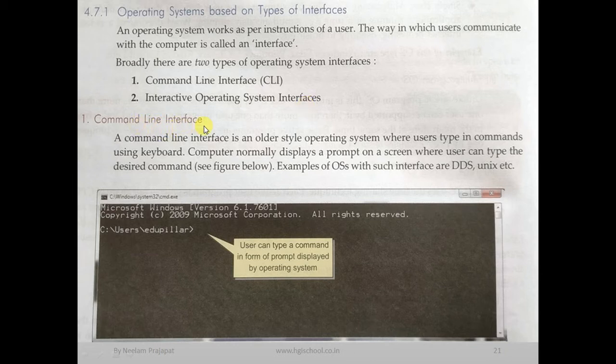Now the first one, command line interface. It is an older style operating system where users type in commands using the keyboard. The computer normally displays a prompt on the screen. This is the command prompt, so here we can type the command. Its file is known as cmd.exe. So here the computer normally displays a prompt on a screen where the user can type the desired command. Got it? This is the command prompt, and here we can type something with the help of the keyboard. Its examples are DOS, Unix, etc.